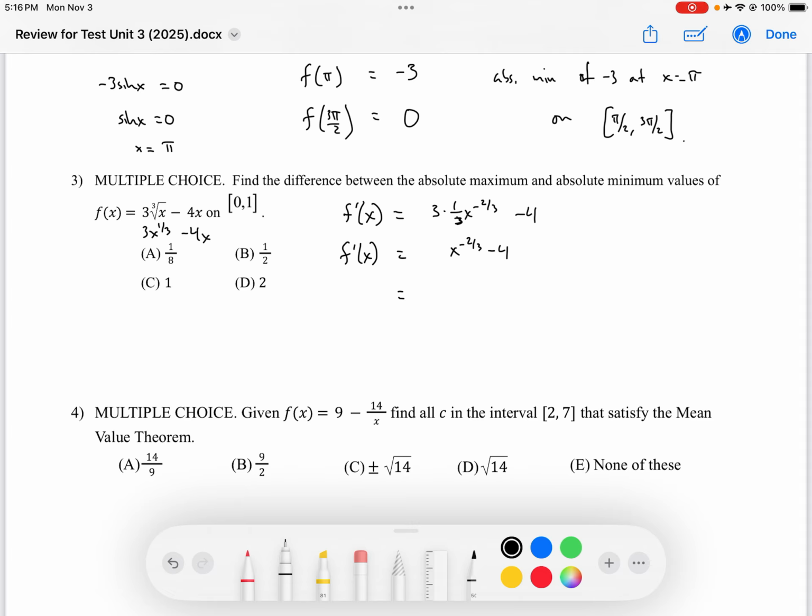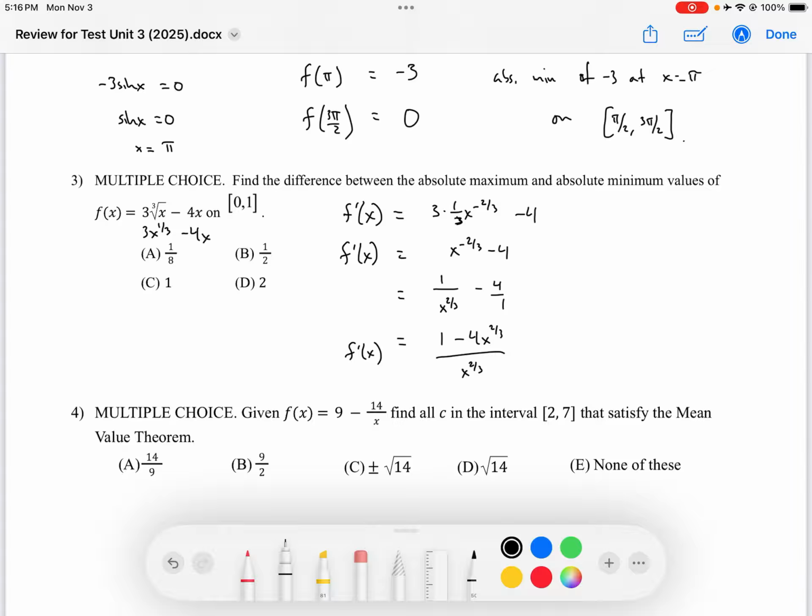Okay, I'm going to combine that into one fraction because that's what I like to do. 1 over x to the 2/3 minus 4 over 1. So that's going to be 1 minus 4x to the 2/3 divided by x to the 2/3. So that's my derivative.